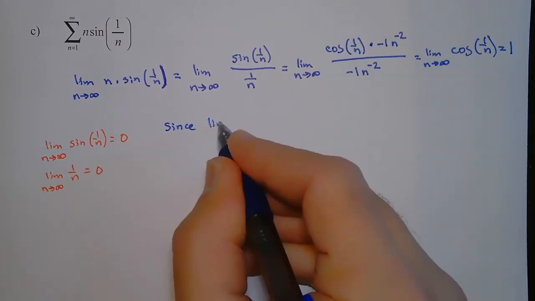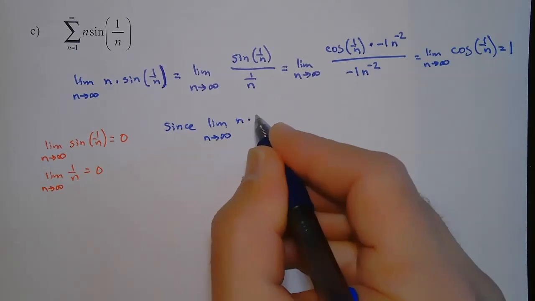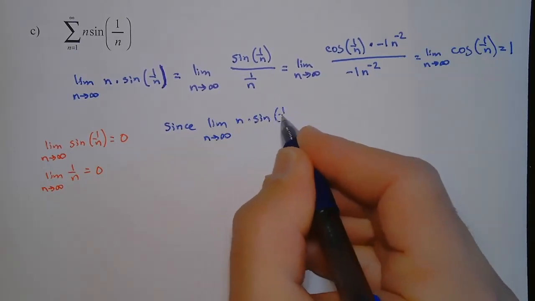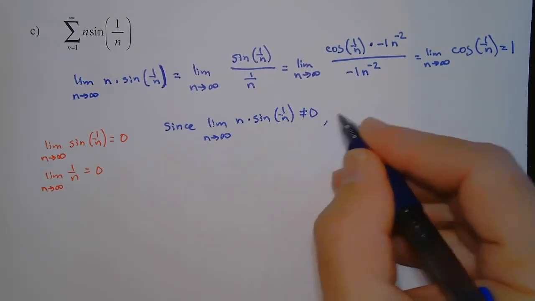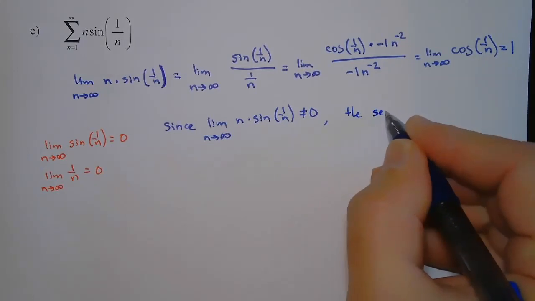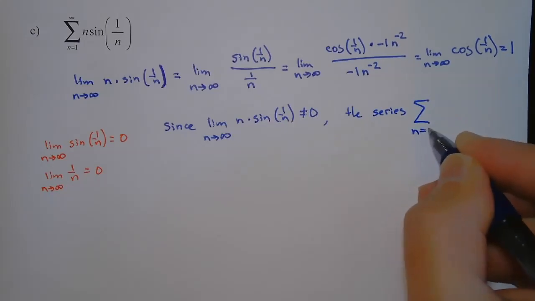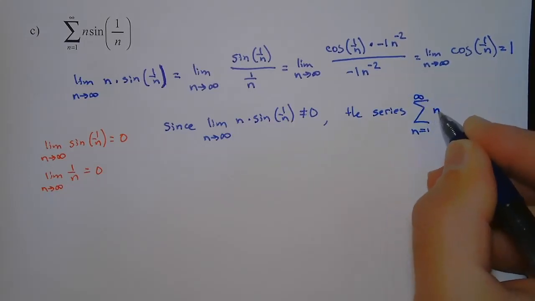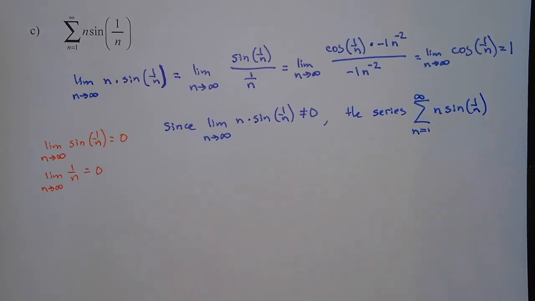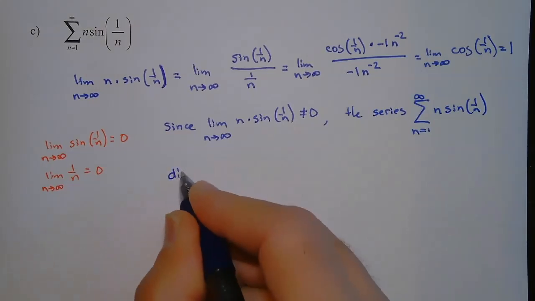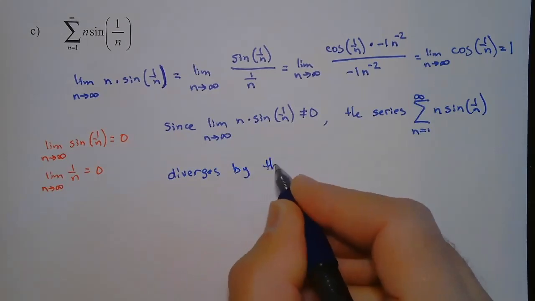So we can say, since the limit as n goes to infinity of n times sine of 1 over n does not equal 0, the series sigma n equals 1 to infinity of n sine of 1 over n diverges by the nth term test.